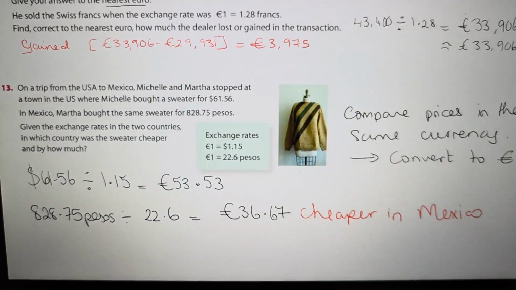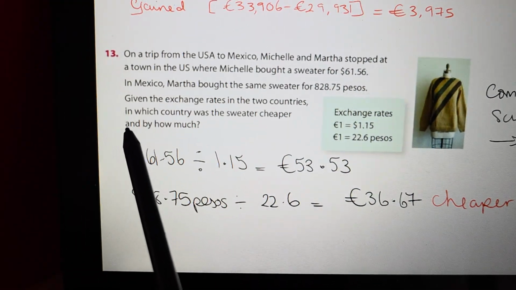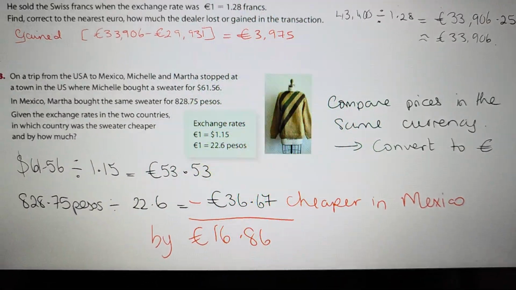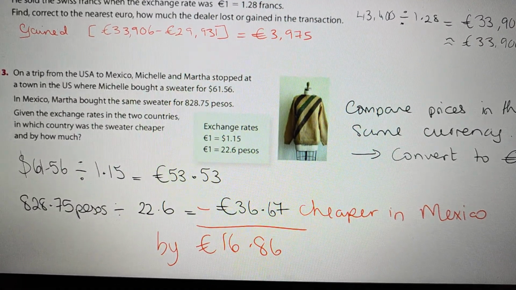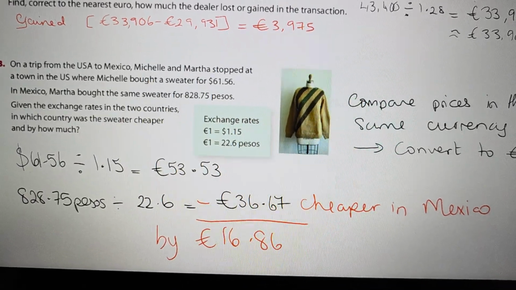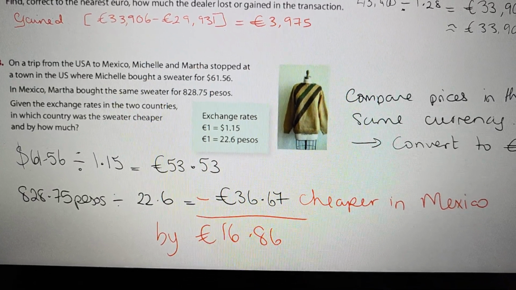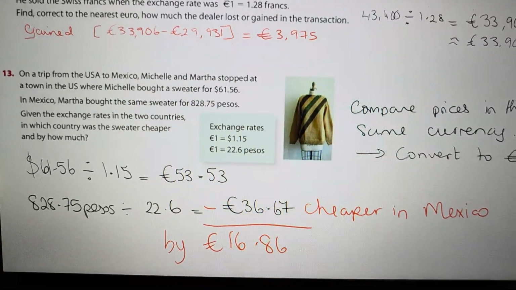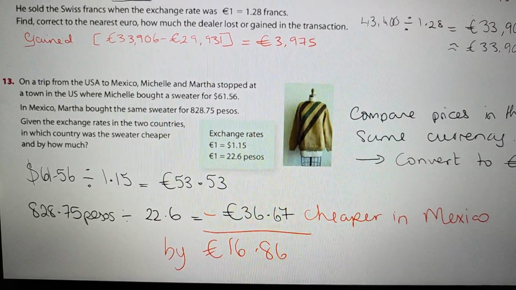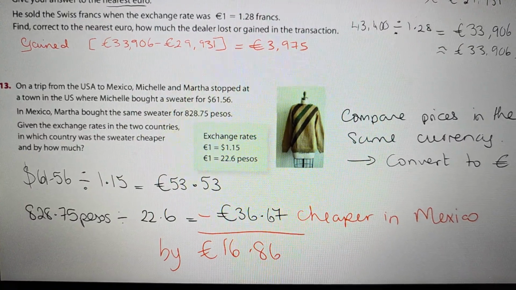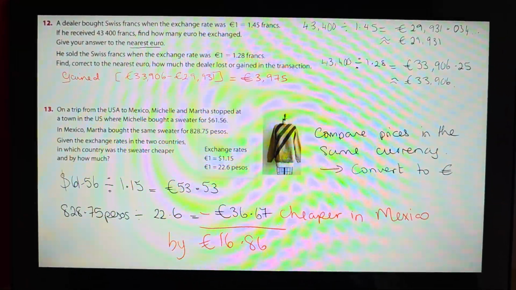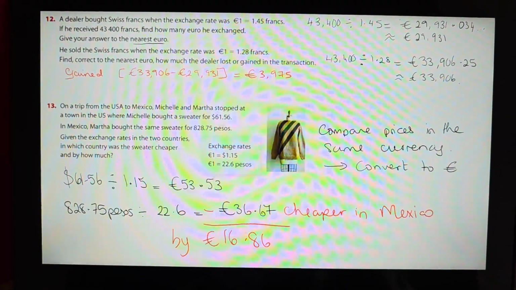And how much was it cheaper by? Because they did say by how much was it cheaper. So we need to subtract the two, and we'll get €16.86. That's how much she saved by buying it in Mexico. So Martha got the better deal. Or sorry, was it Michelle maybe? No, Martha. Martha bought it in Mexico. She got the better deal. She saved €16.86. Okay, so that's all of our currency conversions and commission questions.